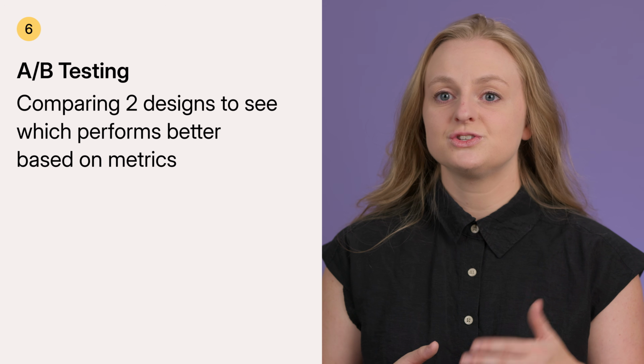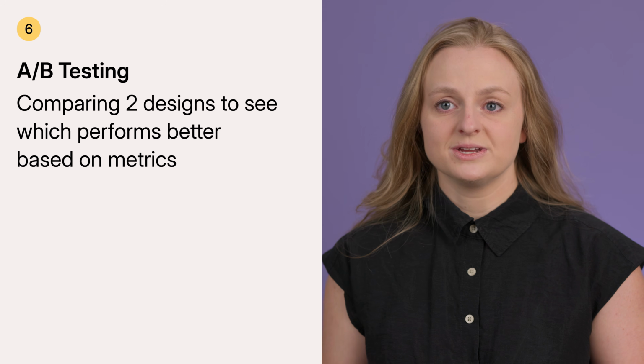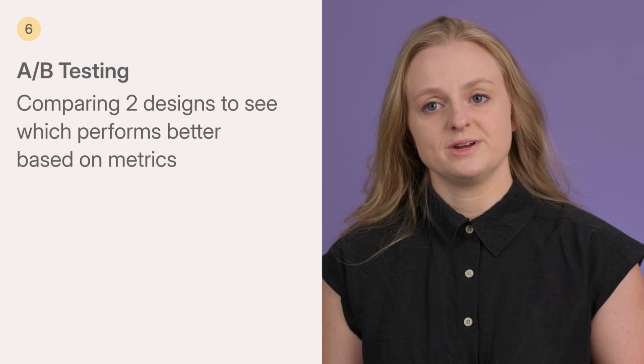And finally, Method 6, A/B testing. This method lets you compare 2 design versions to see which performs better on metrics like engagement, clicks, or conversion rates. For visual design, A/B testing is great for evaluating changes like color schemes, typography, layout, or button styles. For example, testing 2 different calls to action can help you choose the one that gets more users to act, backed by real data rather than assumptions.